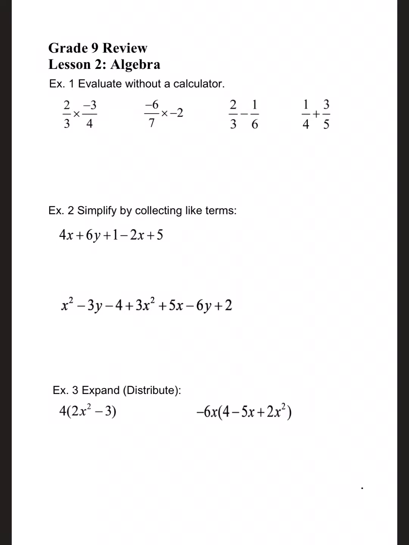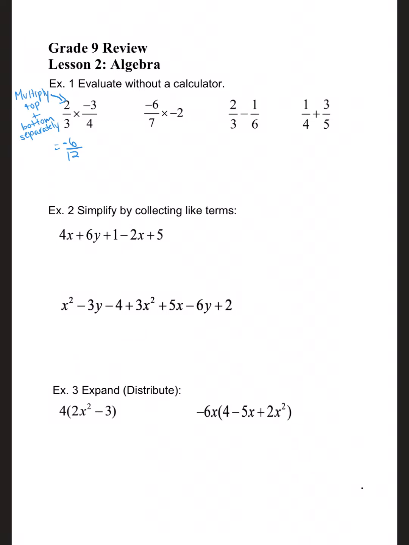So let's start by trying to evaluate some different fractions we have here and remembering how we work with fractions if we're multiplying and dividing or if we're adding and subtracting. When we are multiplying, we simply multiply top numbers and bottom numbers separately. So we're going to do 2 times -3 for our numerators, or our top, which is -6, and we're going to do 3 times 4 on the bottom, which is 12.